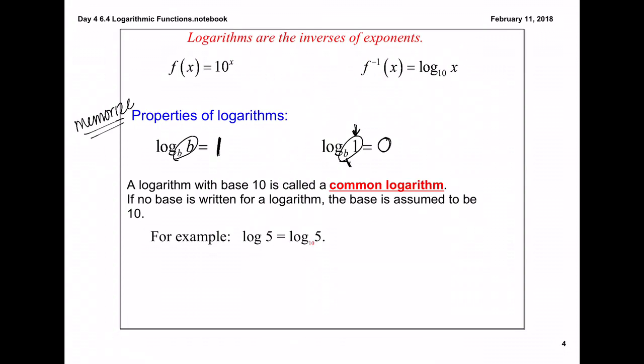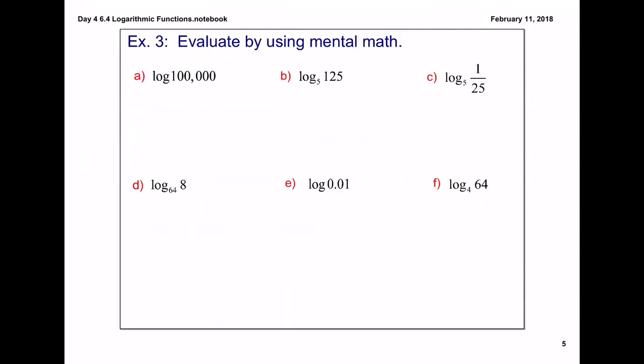A logarithm with a base 10 is called a common logarithm. If no base is written for a logarithm, the base is assumed to be 10. So for example, if we have log of 5, we assume that this little base right here that's not written is a 10, and we say that is a common logarithm. So now we can evaluate some examples by using mental math.